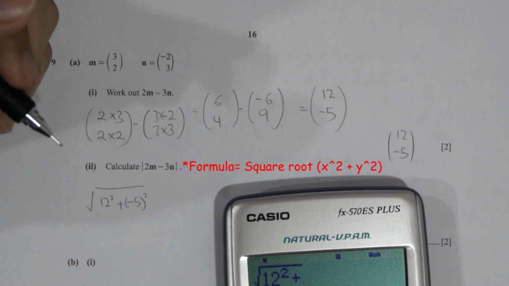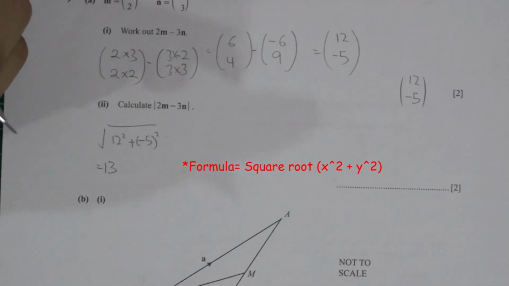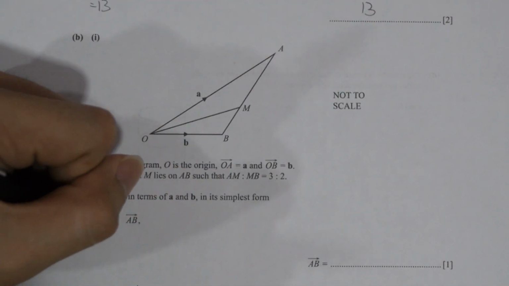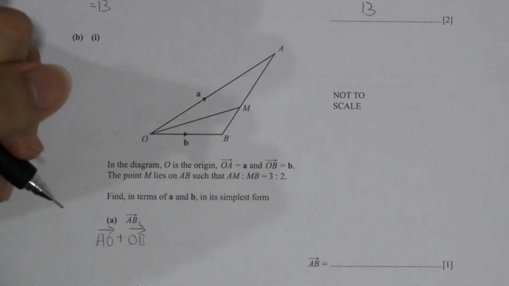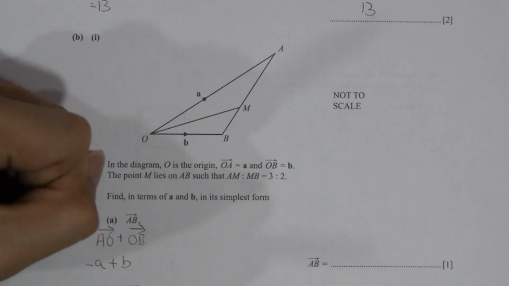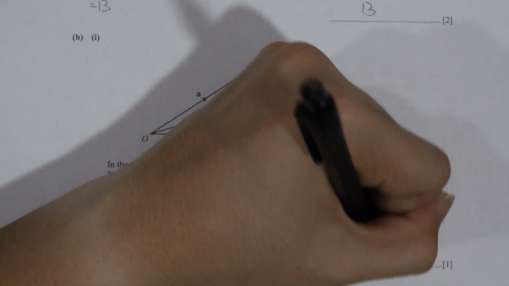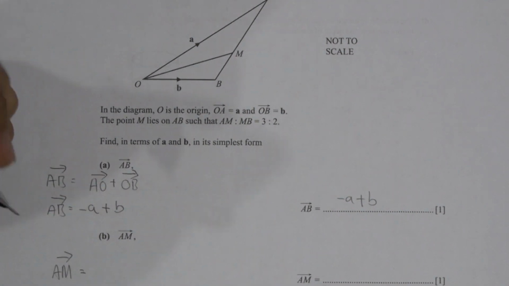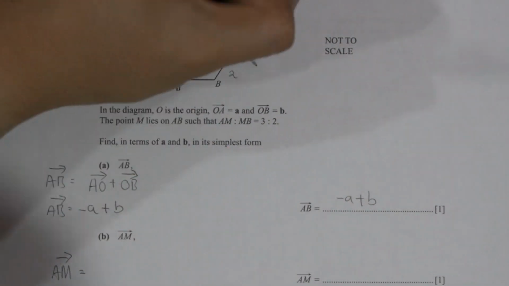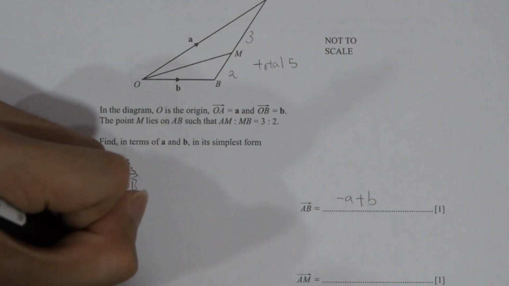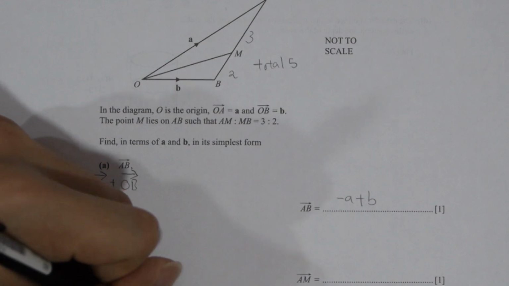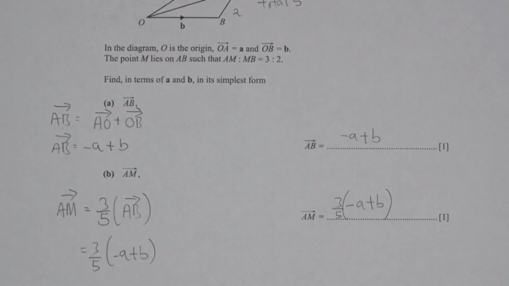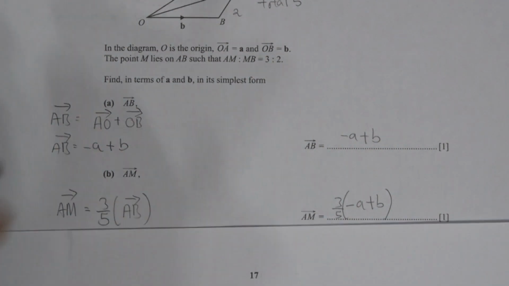The following ones, you actually got a formula. In order for you to find AB, it actually goes through the path AO and then OB. However, from the question it was given that OA is A, so you are now going in a different direction. So it becomes negative A plus OB, which is B. Next, there was a ratio that was given in the question, AM to MB. You can straight away notice that the total will be 5, and then AM is actually 3/5 of AB.